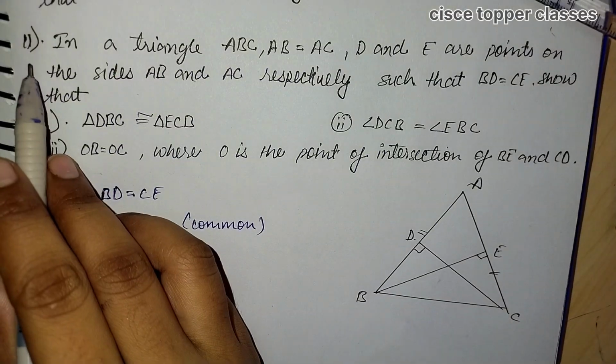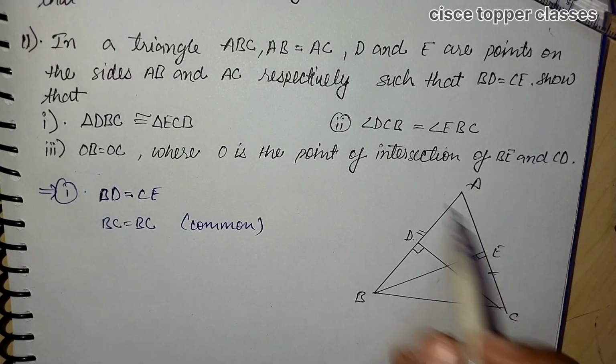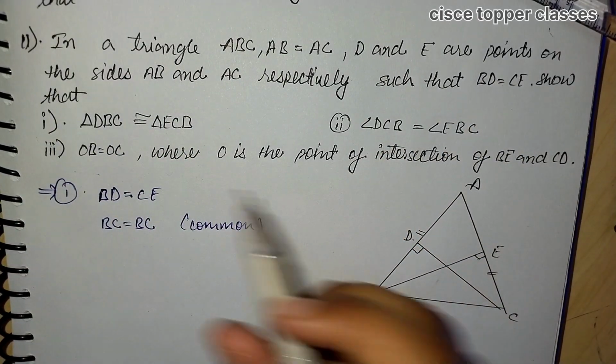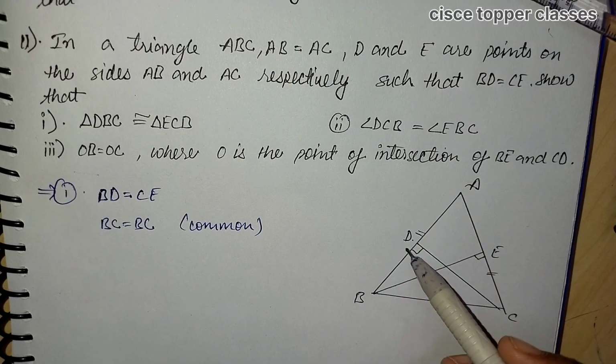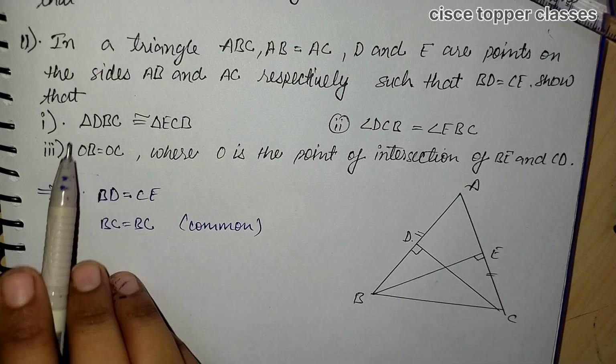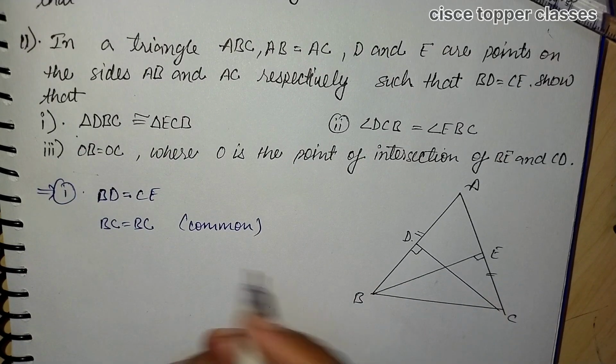Now let us solve the 11th question here. In a triangle ABC, AB is equal to AC, D and E are points on the sides AB and AC respectively, such that BD is equal to CE. Show that triangle DBC and triangle ECB are congruent.